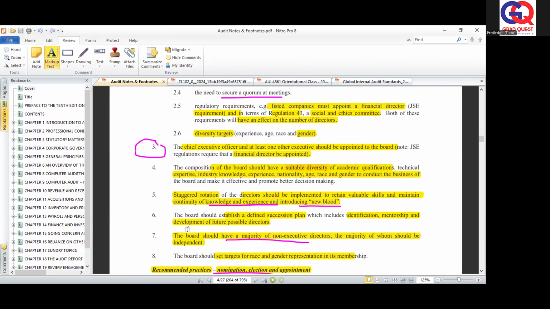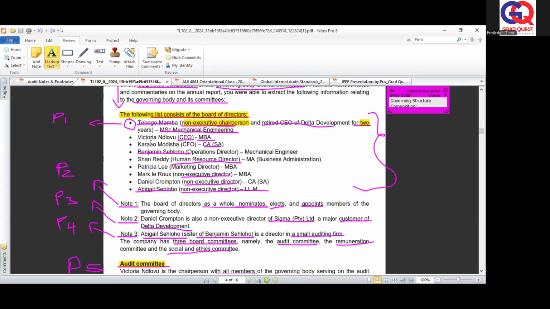Meaning to say the highest number of directors in the governing structures should be non-executive directors, and preferably independent non-executive directors. But as we are seeing here, it's the opposite. We have more executive directors, and clearly that's going against the recommendations of the King 4 report. I'm just trying to show it to you clearly as we align it to what is portrayed in the King 4. Can you see that, colleagues? Yes, yes.